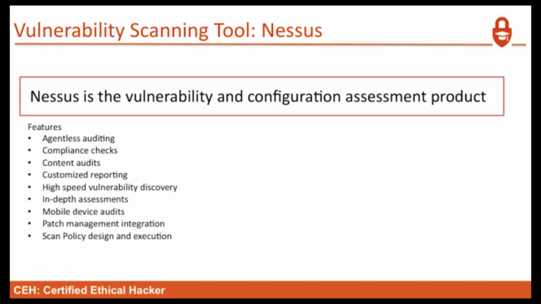It provides agentless auditing, compliance checks, content audits, customized reporting, and high-speed vulnerability discovery. It's also a cloud tool. And in-depth assessments, mobile device audits, patch management integration, and scan policy design and execution. Over on the right is an example of what some of the findings look like. You just add a host to it, the cloud appliance, and then it'll go out and find it. The cloud houses all of the information, and then you can store it in your own on-premise or off-premise cloud product, and then your on-premise agents will go out and find all the vulnerabilities as they're fired off.